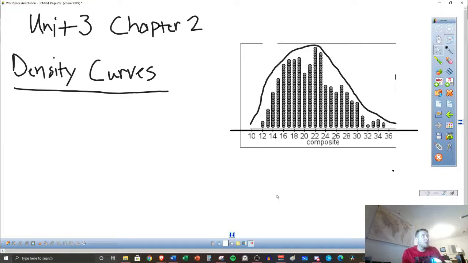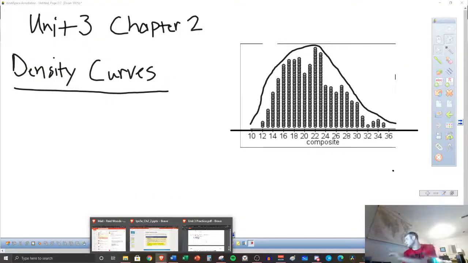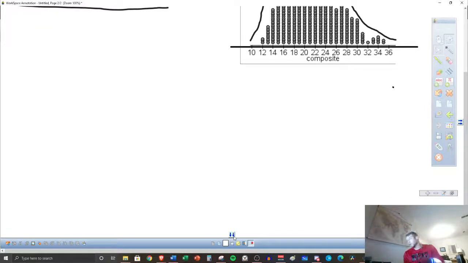Now these take on all different types of shapes. They can be skewed to the left, skewed to the right. They can be symmetric. They can be uniform. These are all shapes that we've described. But there are some key rules that we need to know for a density curve. So we're going to write down these rules for density curves.